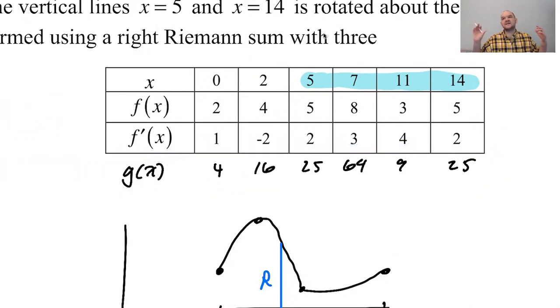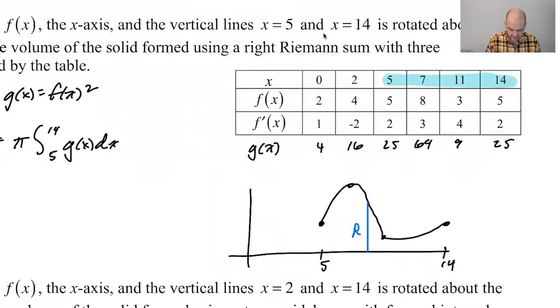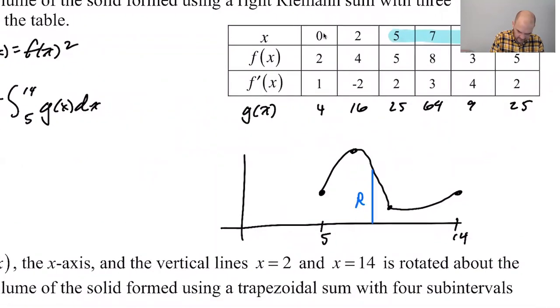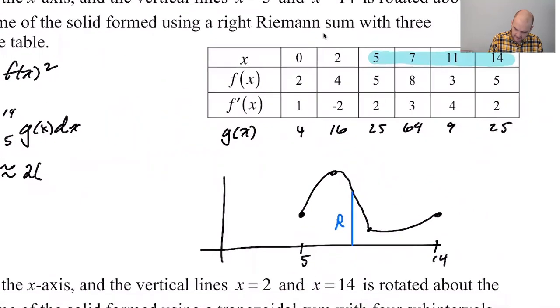You're not rotating rectangles; it takes the concept and reduces it down to something that we definitely know how to do. So here I'm going to say this is approximately. All right, 5 to 7 is 2, and then right Riemann sum, so we use 64. I forgot the pi, so I'm already wrong. 7 to 11 is 4, and then we use 9, so 4 times 9.